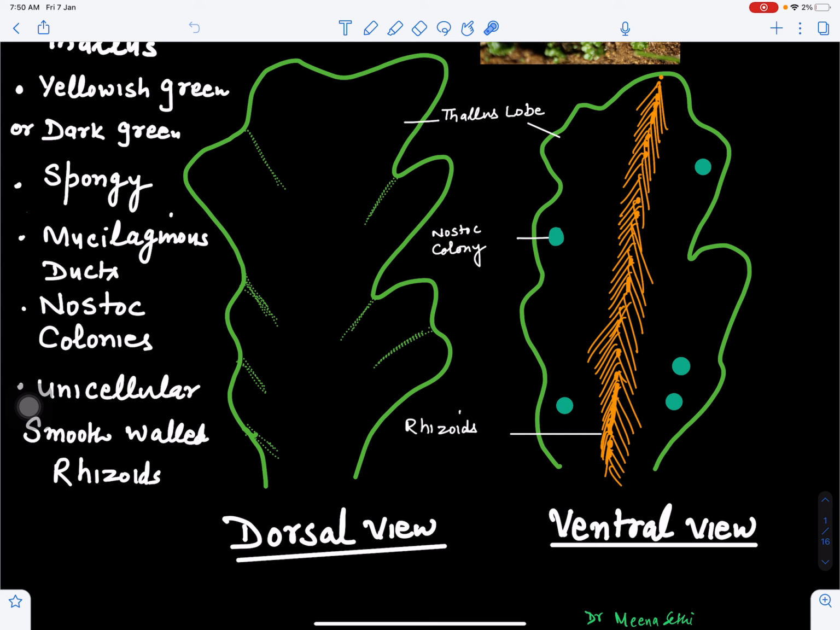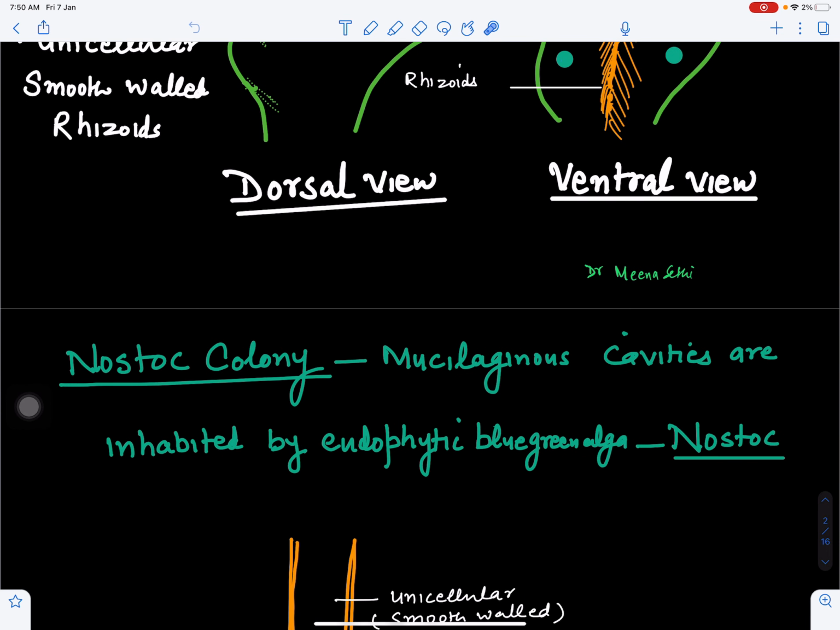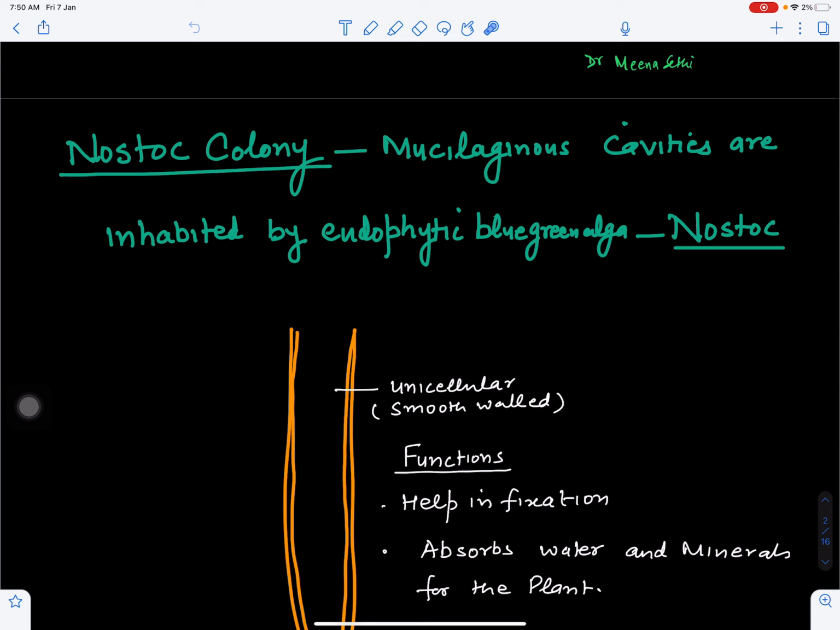A plant body is thallus because it is not truly differentiated into root, stem, and leaf. It is leafy, green in color, and its color can be dark green or yellowish green. Now, what are Nostoc colonies basically? Cavities are inhabited by the endophytic blue-green alga, Nostoc. Nostoc belongs to Cyanophyceae or cyanobacteria, and this will enter into the cavities of the Anthoceros, which are filled with mucilage, and these colonies then multiply with the help of Nostoc filament, and this is called a Nostoc colony.